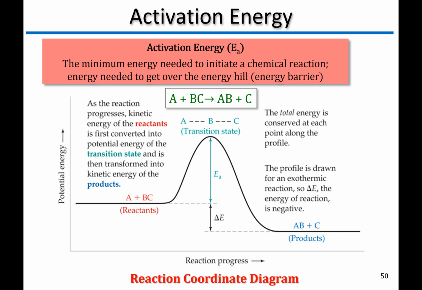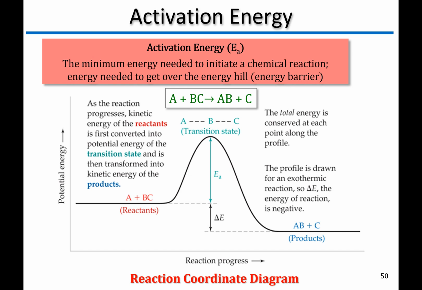Okay, so here we have potential energy on our Y, and then the reaction progress on our X. And what we see is the path of the reaction. Okay, so we see it moving in this direction. So our reactants are reacting to give us our products. As the reaction progresses, kinetic energy of the reactants is first converted into potential energy of the transition state. It is then transformed into kinetic energy in the form of the products.